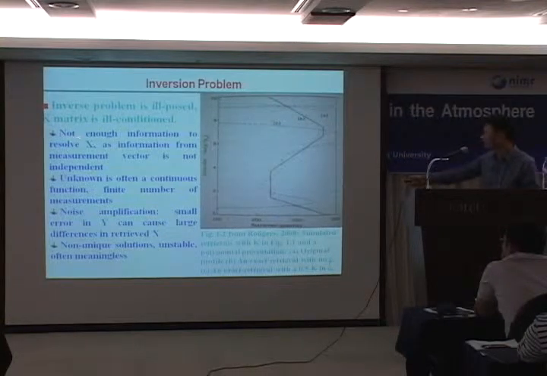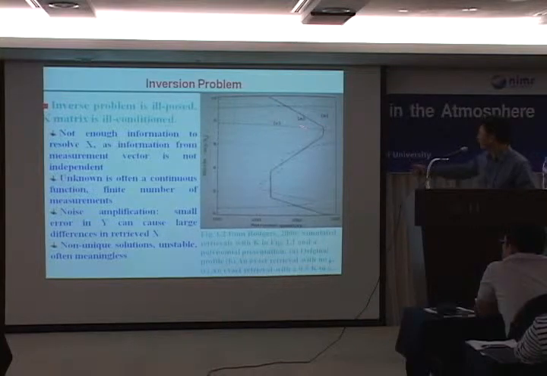That's because the measurement does not have enough information to resolve this profile, especially in the upper part of the atmosphere. And if you look at C, this is the exact retrieval, but I'm including a very small noise, about 0.5 K in the measurement. And you can see the result becomes very different from B, because small errors in the y can cause large differences in the retrieved x. So this is called noise amplification.